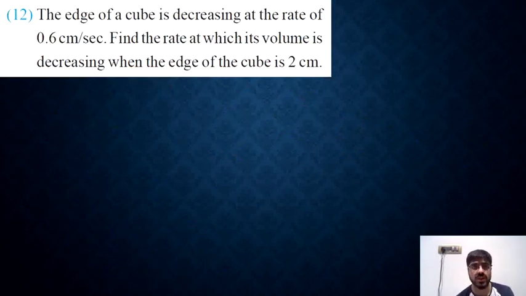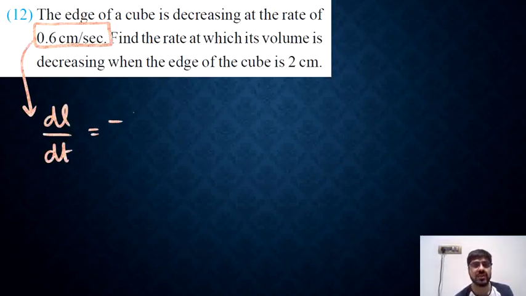With that, we go ahead with the 12th one. The edge of a cube is decreasing at so and so rate. So let us say that the edge of the cube is L. So we are given dL by dt. Because it is decreasing, we will prefer to write it as minus 0.6 centimeter per second.